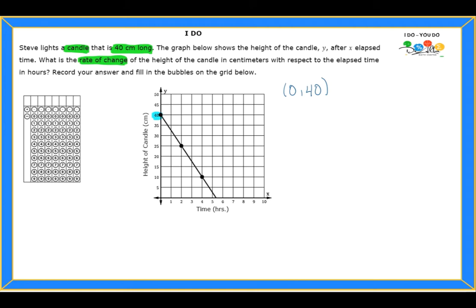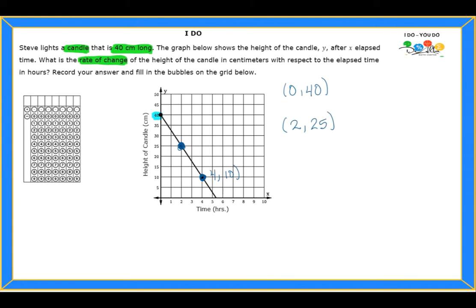What about the second point? I do see another point right here. That point would be 2 and 25. So after 2 hours, the height of the candle is already 25 centimeters. Very good. Okay, so I'll write down my next point as 2 and 25. And I can go to the next point. What point would this one be here? Well, that point would be 4 on X and 10. So what does that mean? It means that after 4 hours, the height of the candle is already 10 centimeters. Is that making more sense?